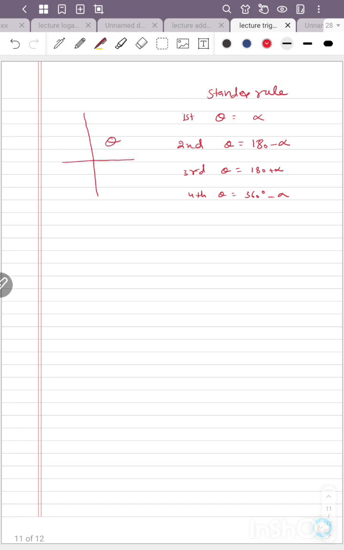In the first quadrant theta is the same, alpha. In the second quadrant theta will be 180 minus alpha. In the third quadrant theta equals 180 plus alpha, and in the fourth quadrant it is 360 minus alpha. Hopefully dear students you can understand this type of question.